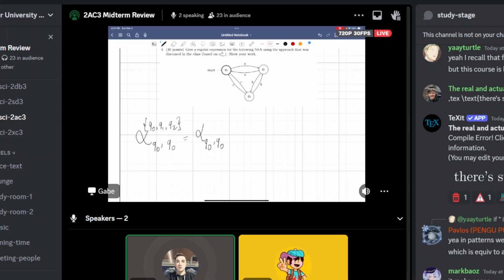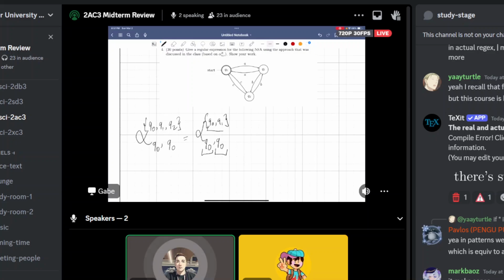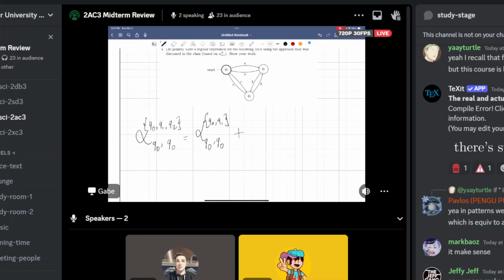So this is, I'm following the general formula. It's Q0, Q1. So how do we go from Q0, the start state, to Q0, the final state, passing only states Q0 and Q1? So there's two ways of traversing this NFA.